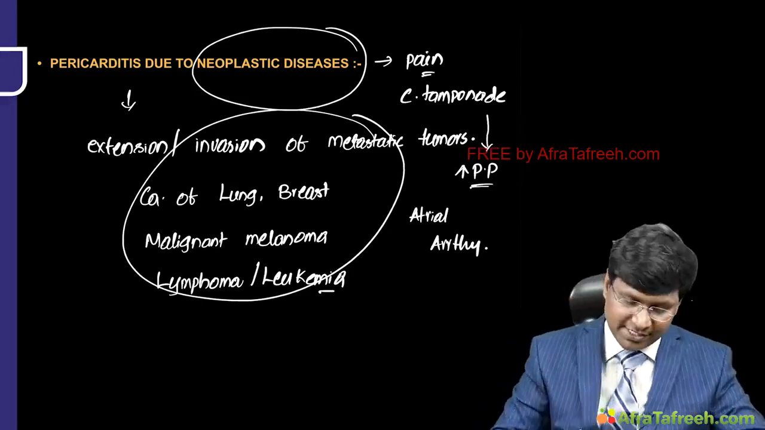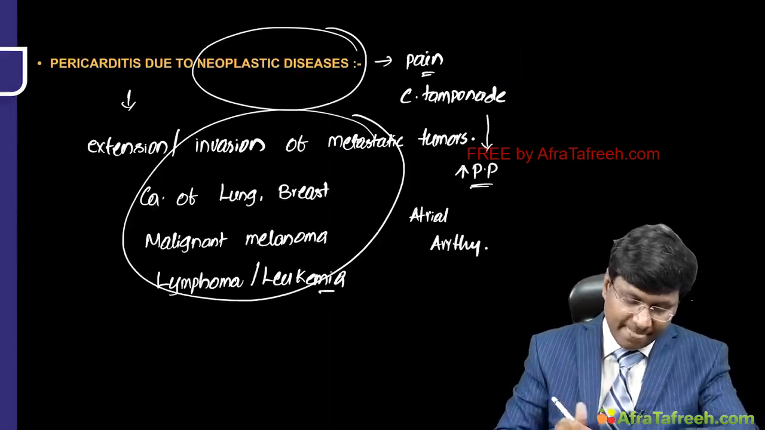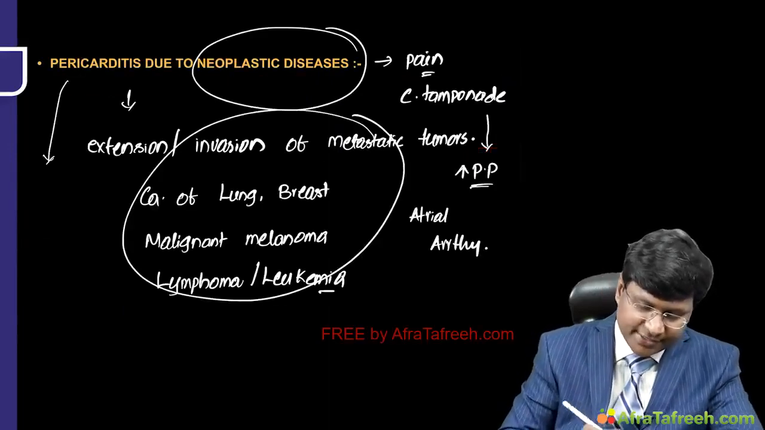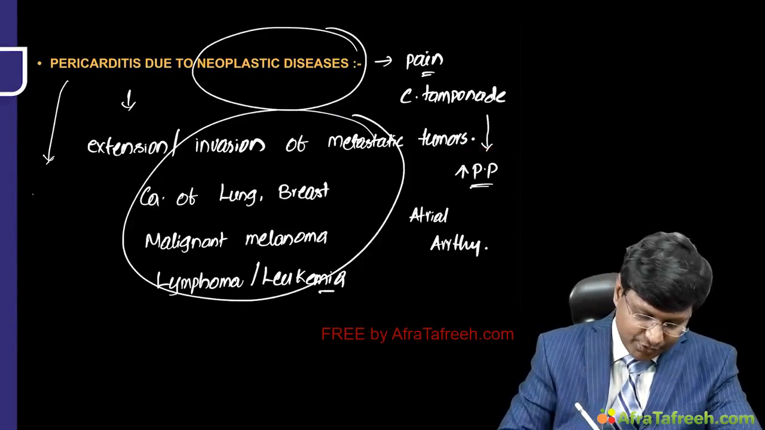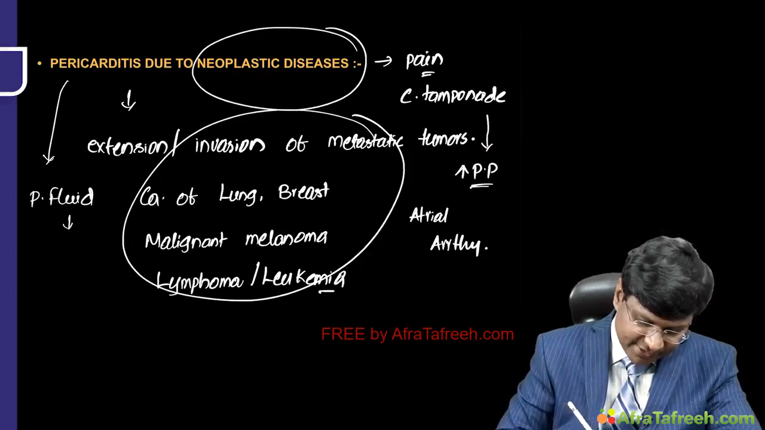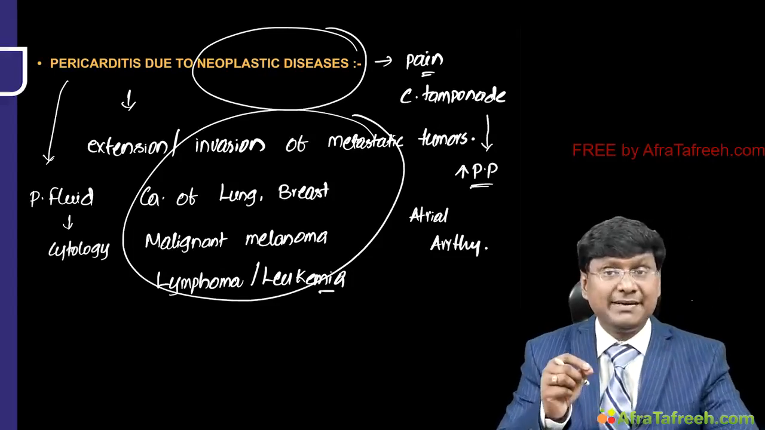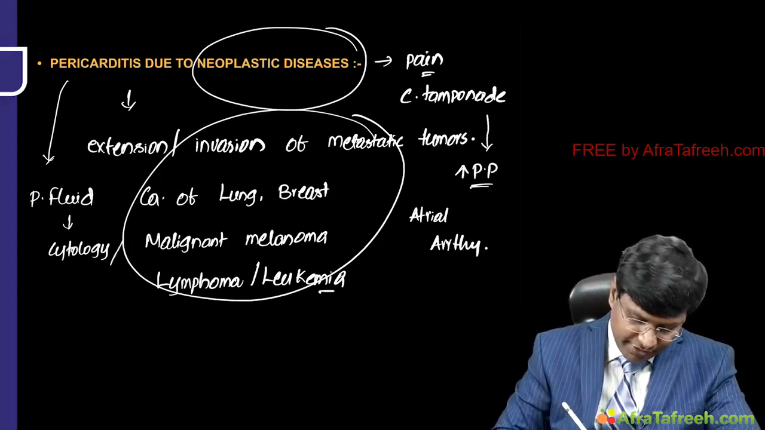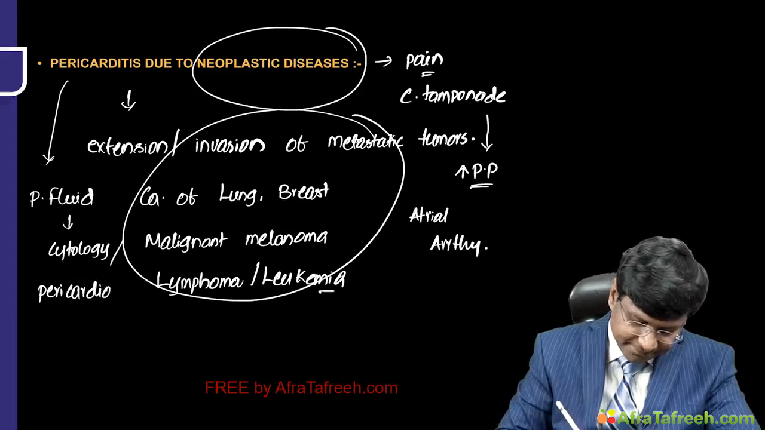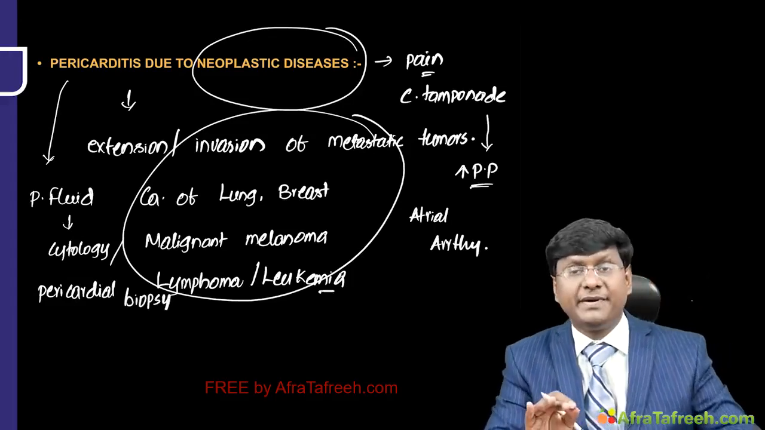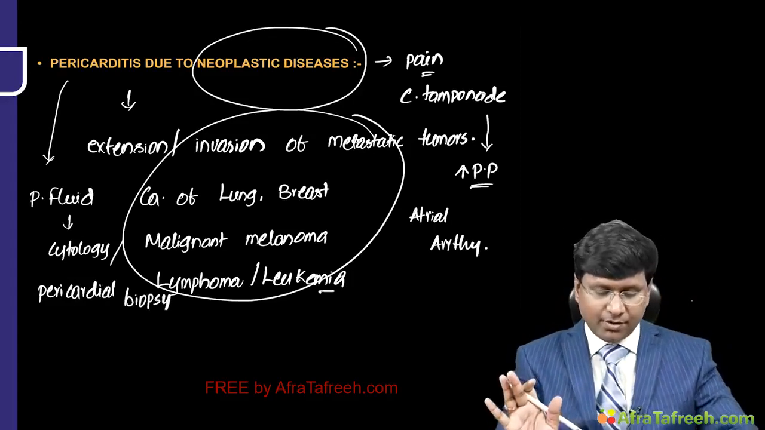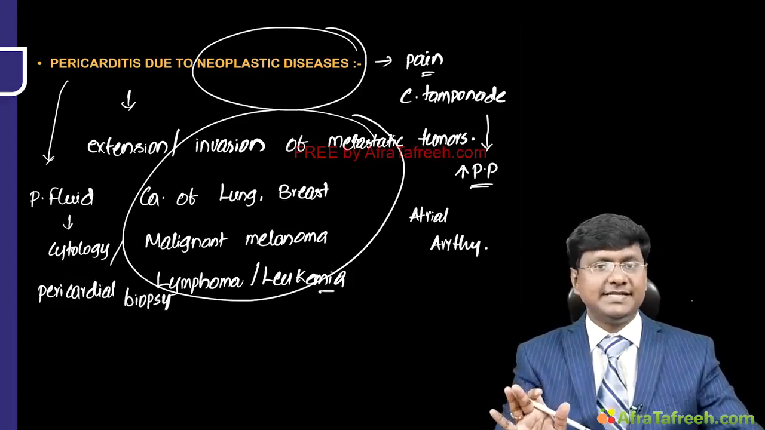And how will you diagnose? The diagnosis of pericarditis due to neoplastic diseases is that you need to do pericardial fluid analysis. In the pericardial fluid analysis, you need to do cytology, examining the cells, or you need to do a pericardial biopsy. So this is about pericarditis due to neoplastic diseases.